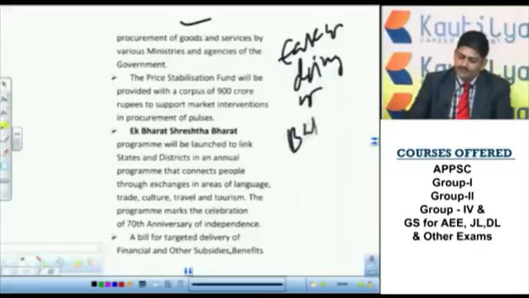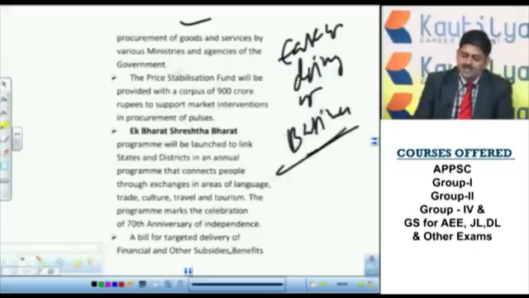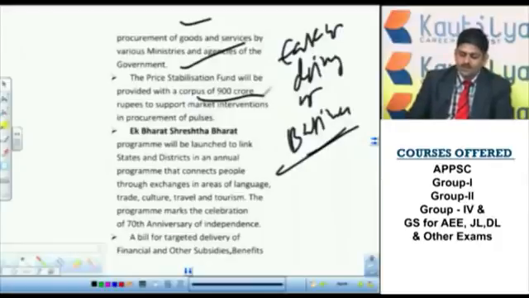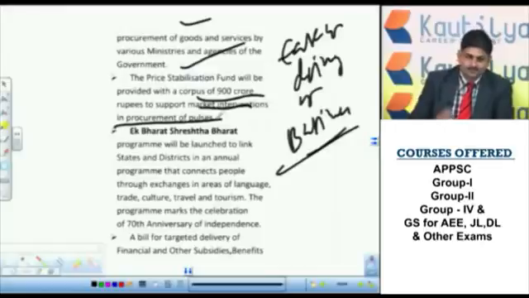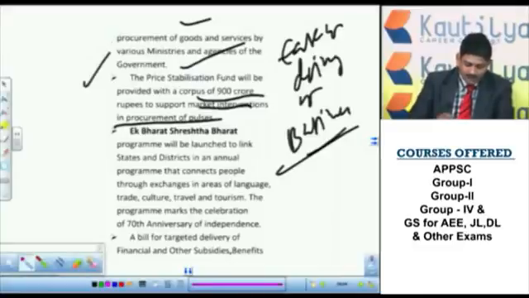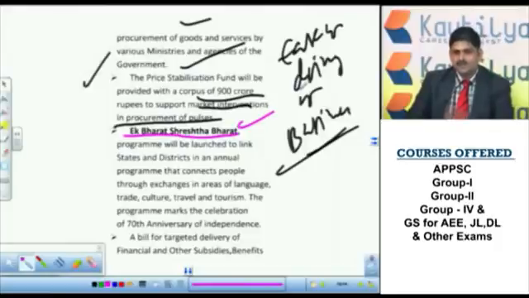Next, a price stabilization fund is also created, which is now worth 900 crore, in order to support market innovation in procurement of pulses. This is another innovation proposal by the government, so that private bodies will come and invest. Next, Ek Bharat, Shresth Bharat. This was also declared in 2015.